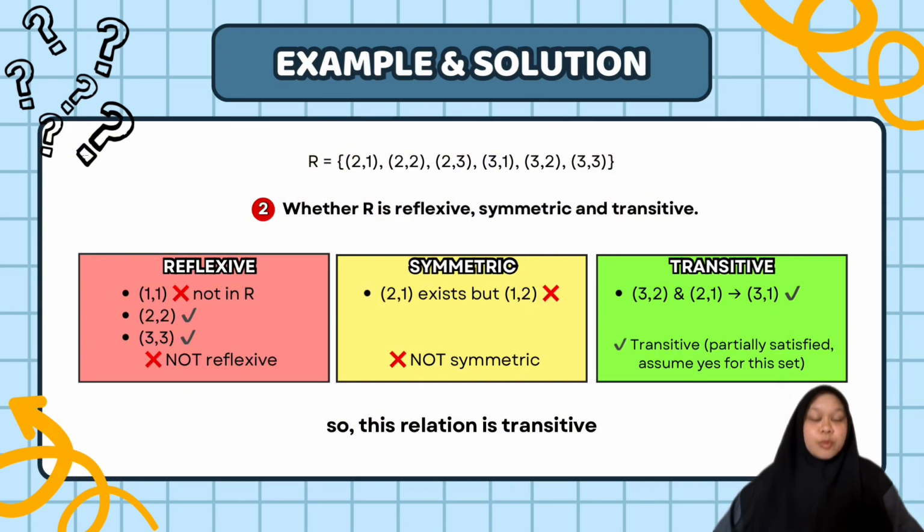Next, we determine the properties of this relation. First, the relation is not reflexive because the ordered pair (1, 1) is missing. Second, the relation is not symmetric because (2, 1) exists but the reverse pair (1, 2) does not. Lastly, the relation is transitive. For example, since (3, 2) and (2, 1) exist, the ordered pair (3, 1) also exists. Therefore, this relation satisfies the transitive property. Overall, this relation is not reflexive, not symmetric, but transitive.